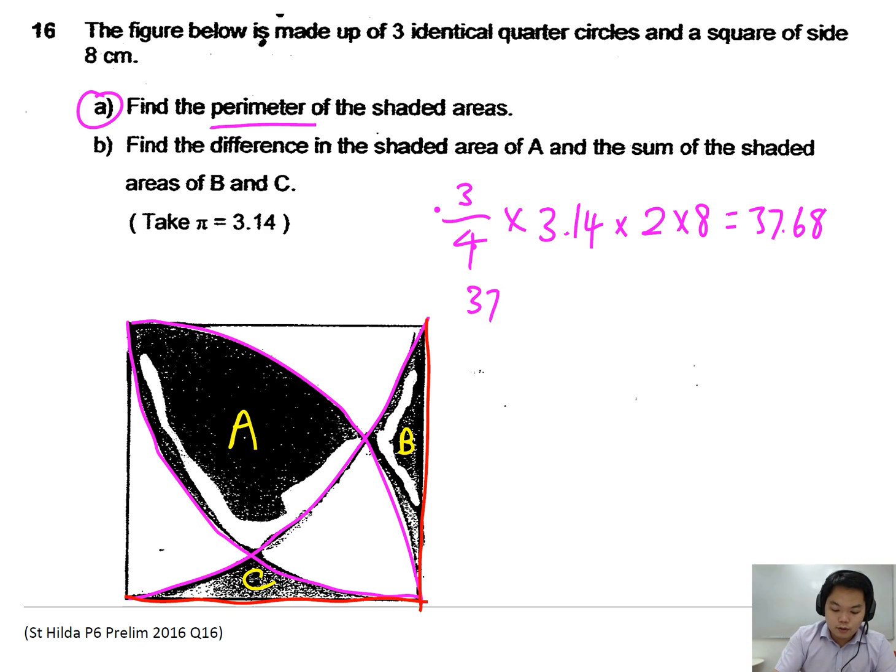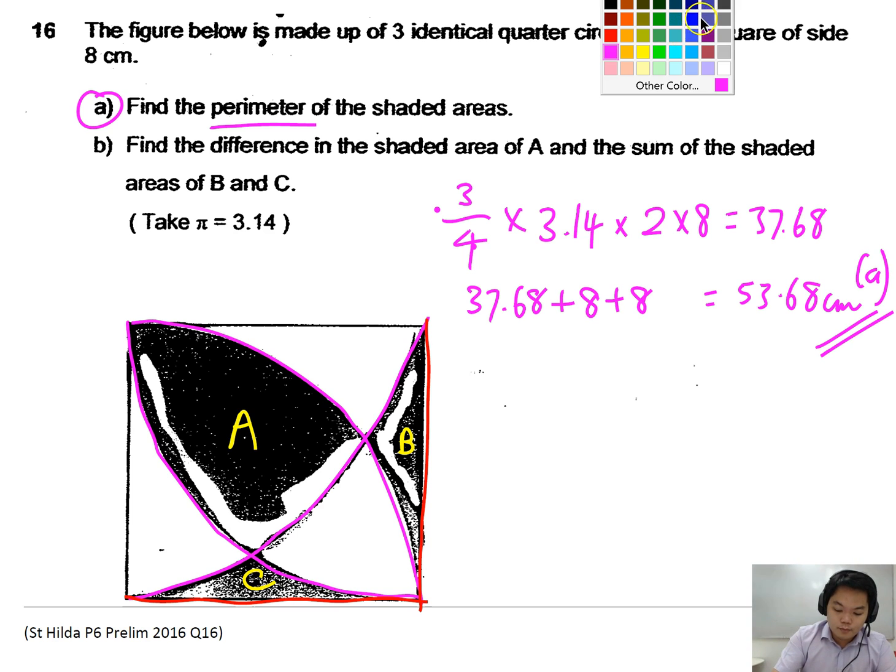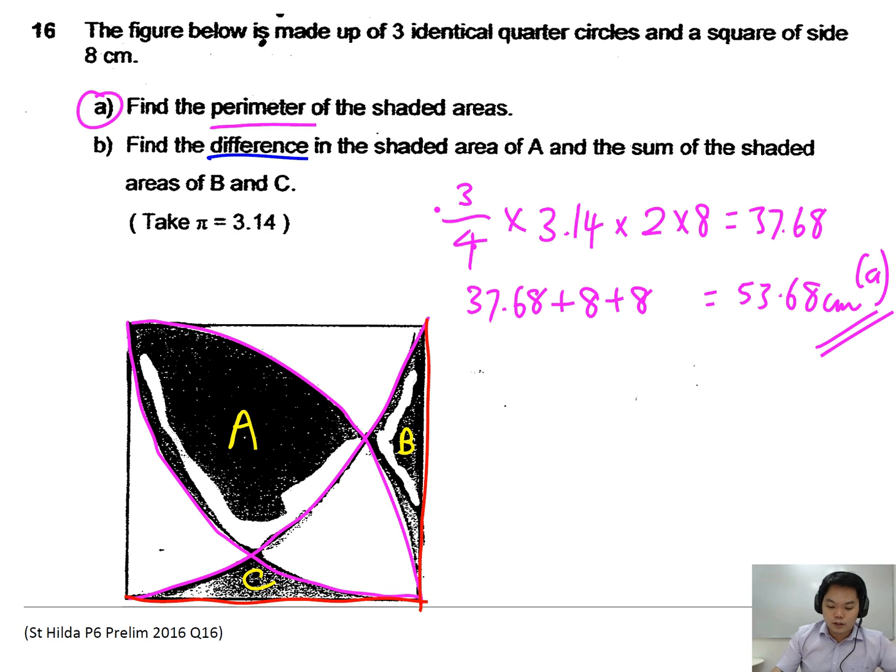Then we add on the 2 red lines over here, which is 8 and 8, that give us 53.68 cm. So that answers part A. Now for part B, we need to find the difference in the shaded area of A and the sum of B and C as well. So let me add on this component called D.